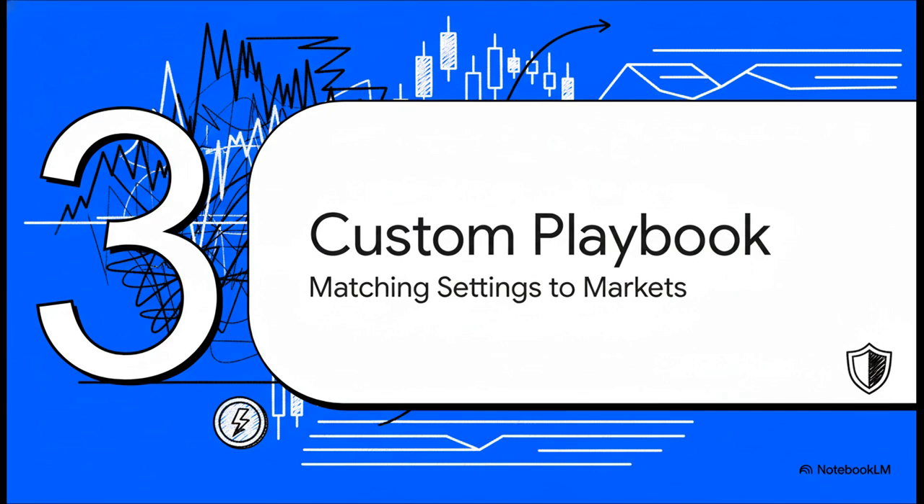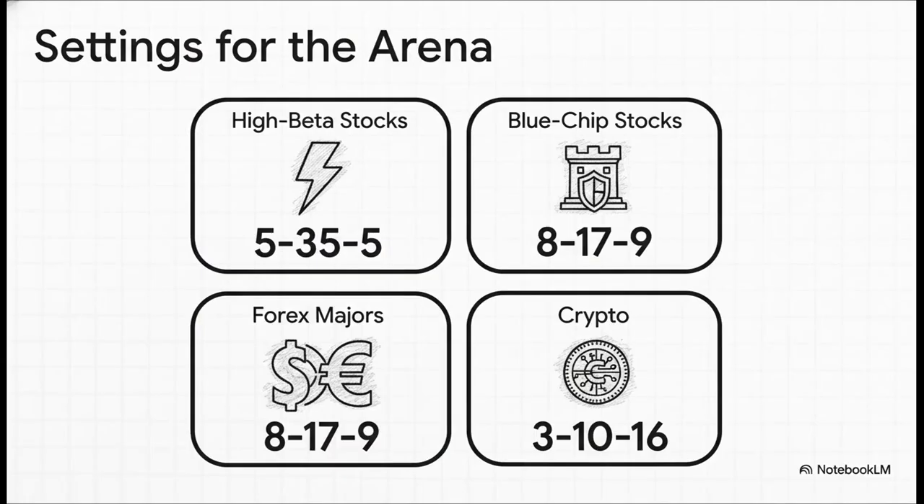So this section is all about building your own custom playbook because, let's face it, a volatile crypto coin behaves very, very differently than a stable blue chip stock. So here's your starting playbook, your cheat sheet. For those high beta stocks, the ones that are way more volatile like a Tesla, you want the speed demon, that 5-35-5 setting. For the more stable blue chip stocks like Apple, that balanced 8-17-9 is just perfect.